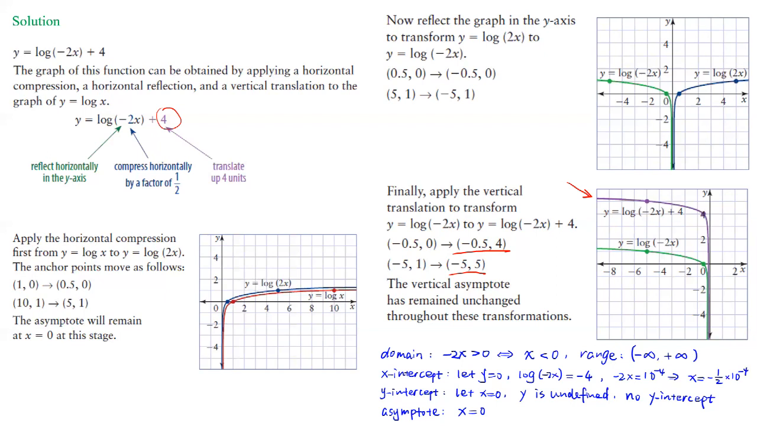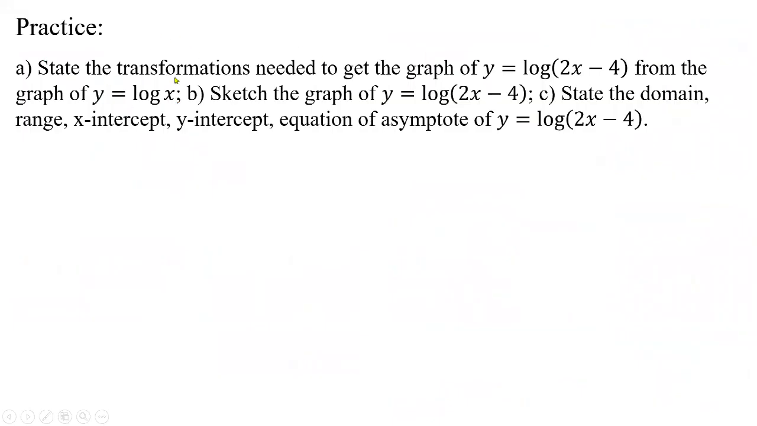All right, if you don't have any questions, let's have a look at another practice question. Now the function becomes y equals log base 10 of 2x minus 4. State the transformation needed to get the graph of this function, sketch the graph of this function and state its domain, range, x and y intercepts and equation of asymptote. Okay, I'll give you 5 minutes to think about this question first.